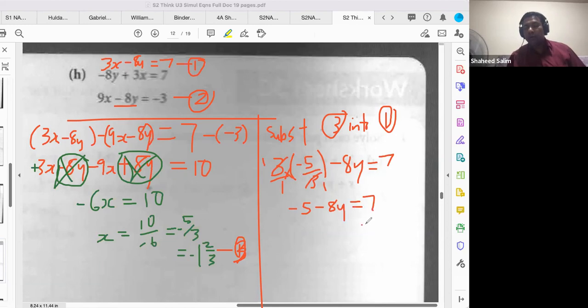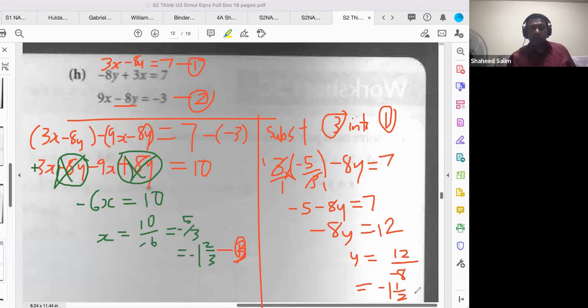You bring over minus 5, become plus 5. 7 plus 5, 12. So minus 8y equals 12. So you put y equals to 12 over minus 8, but there's a minus sign here. So you get minus 1.5. Am I correct? Yeah, minus 1.5, right?